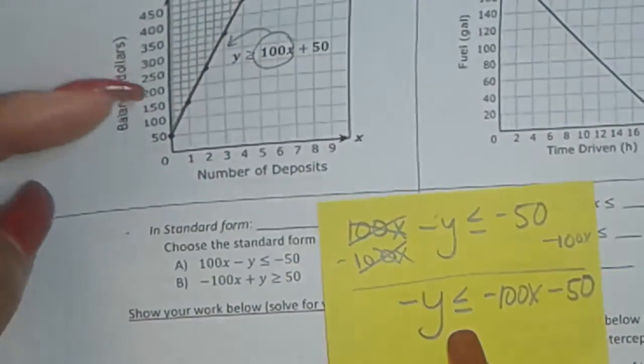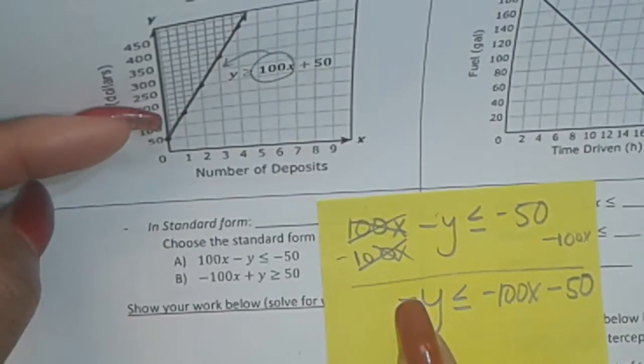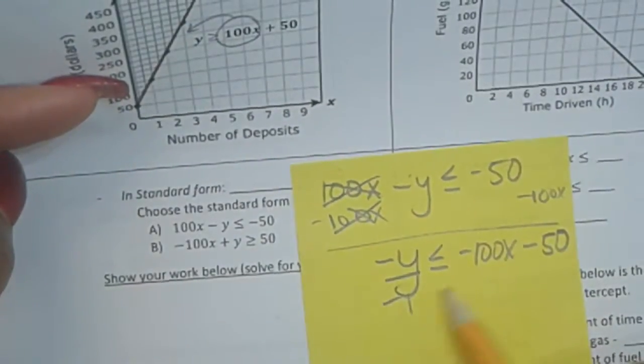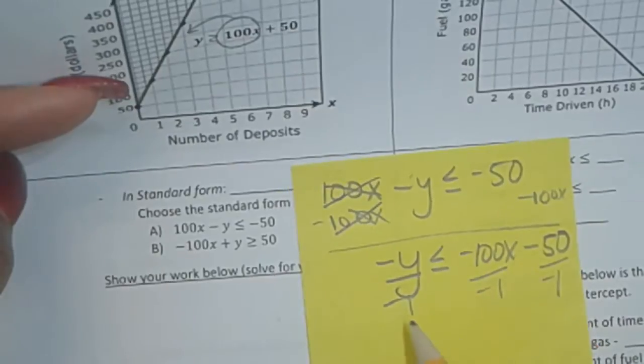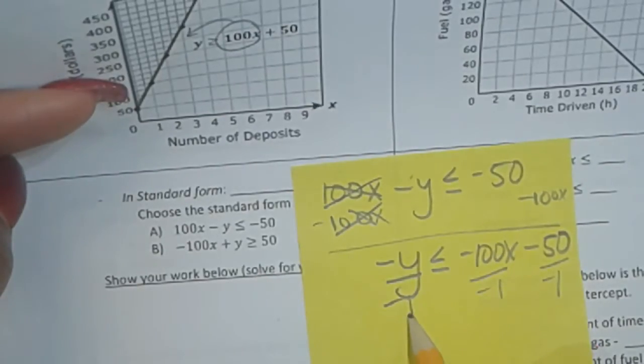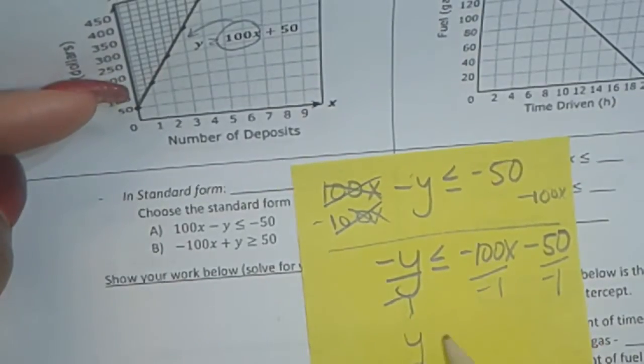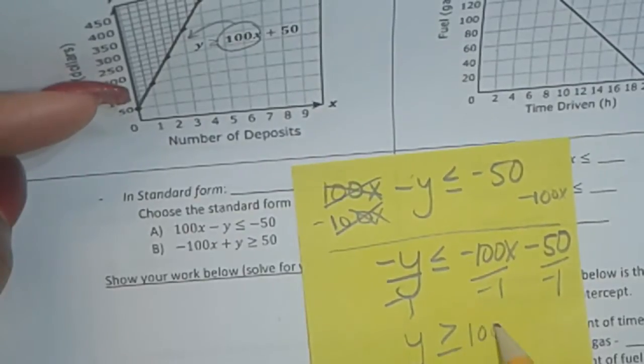Okay, so what's left? A lot of people leave that negative off. Don't do that. Divide it off. Oh, now the symbol flips. 100x plus 50.